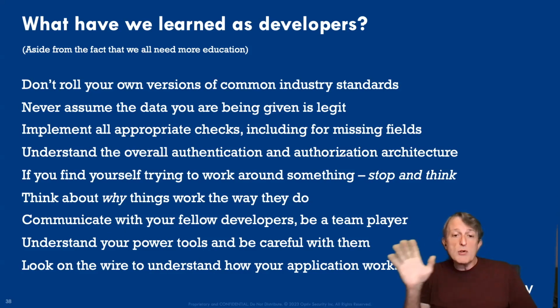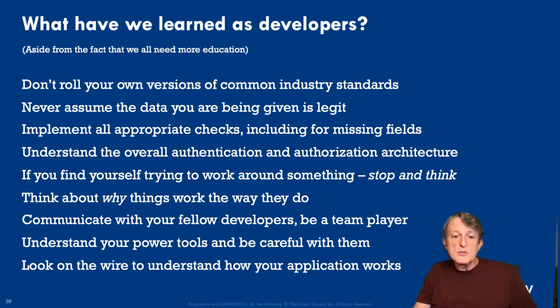Understand your overall authentication and authorization architecture. There's a reason it's set up the way it is. You need to understand it. If you find yourself trying to work around it, like, oh, authentication is preventing me from doing this, so I have to do this tricky thing, you need to stop and think about why you're doing what you're doing. Understand the why of why things work the way they do, okay? Sometimes that means getting down and dirty and looking at packets or looking at proxy logs.